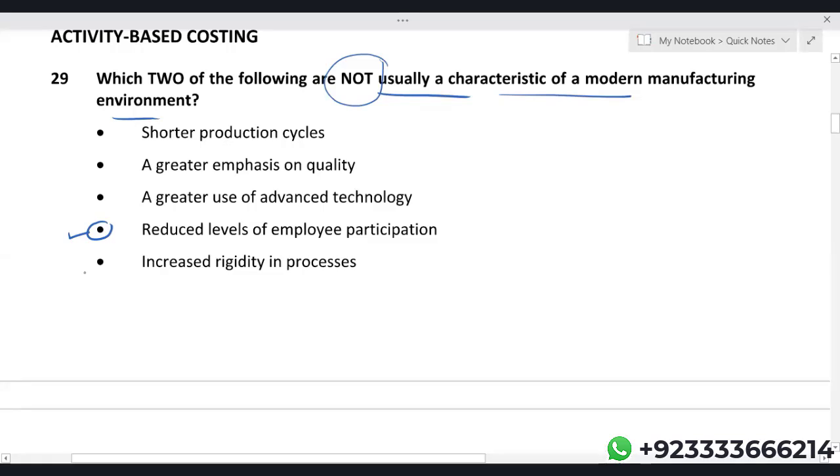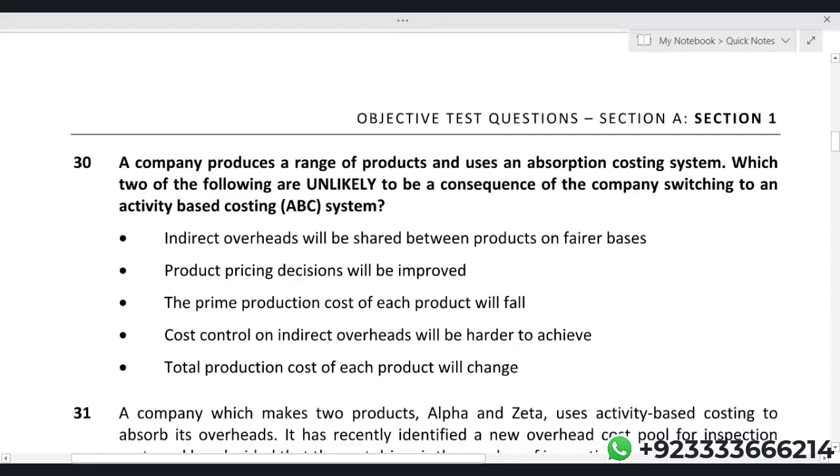Increased rigidity in process. No, this is not a characteristic of modern manufacturing environment. The modern manufacturing environment is more flexible, so the rigidity has reduced. The traditional environment was very rigid, but nowadays, due to flexibility and the involvement of technology, rigidity is far less than what it used to be in a traditional environment. So the last two are the correct answer, as they are not characteristics of modern manufacturing environment. Okay.